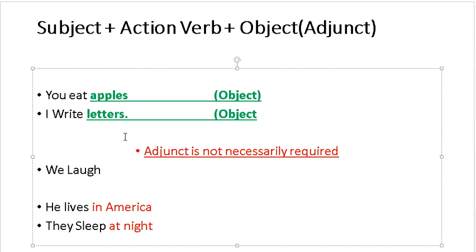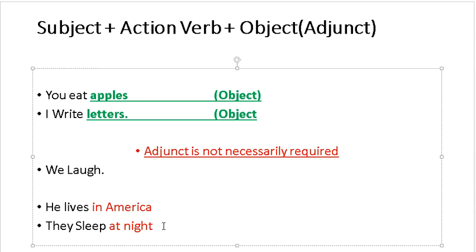Sometimes we don't necessarily need object, then we use the adjunct. Here this is another action sentence where I have written we laugh. So this is a complete sentence. Like he lives is a complete sentence, they sleep is a complete sentence. In America, if we are adding, this is extra information, we are adding an adverb. At night we are adding an adverb.